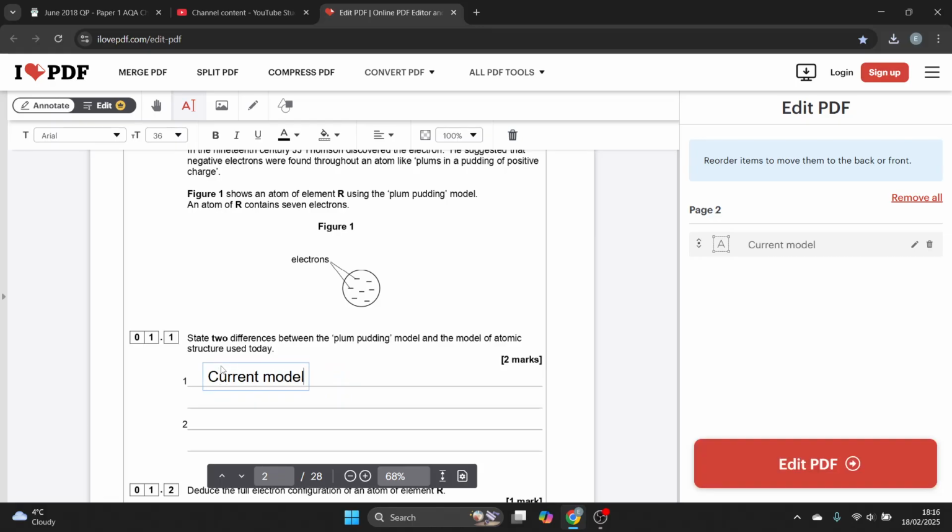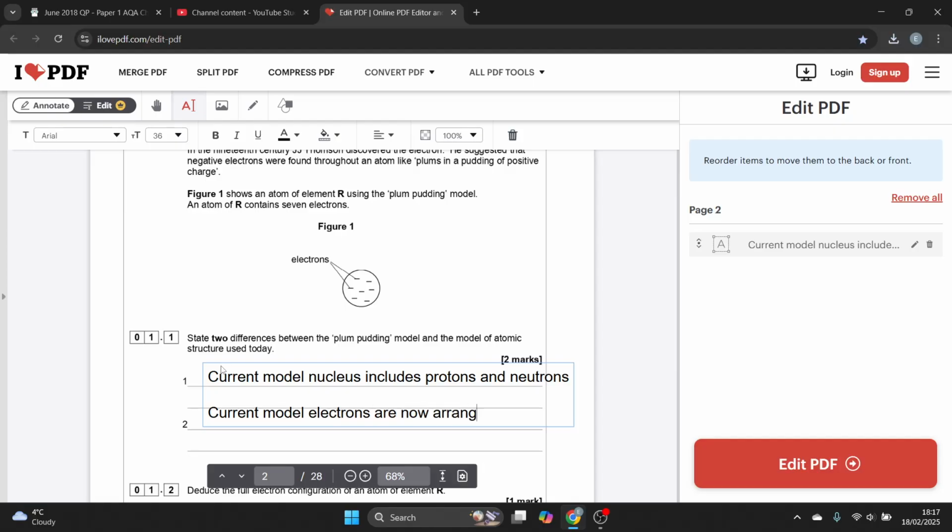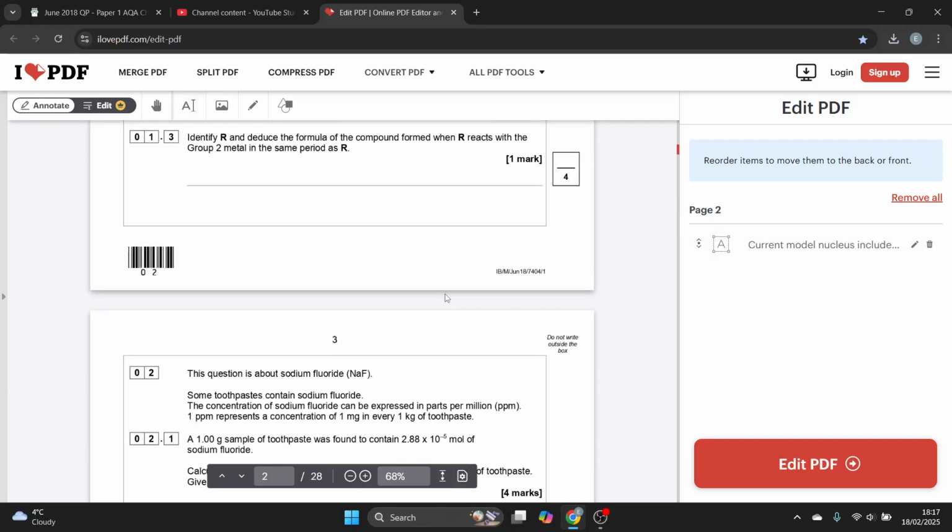In the current model, the nucleus includes protons and neutrons, and also in the current model electrons are now arranged in energy levels or orbitals. Arranged in different energy levels, different orbitals.